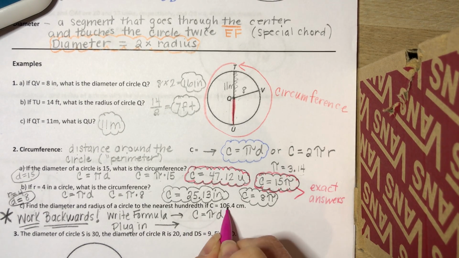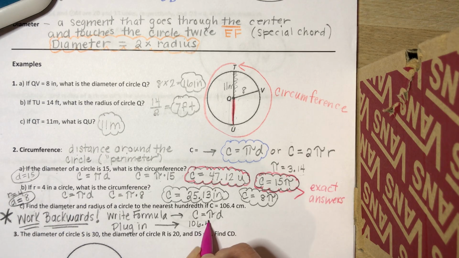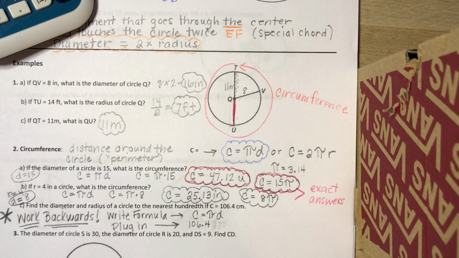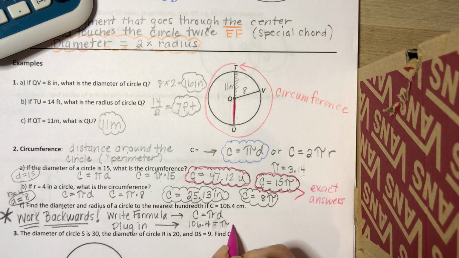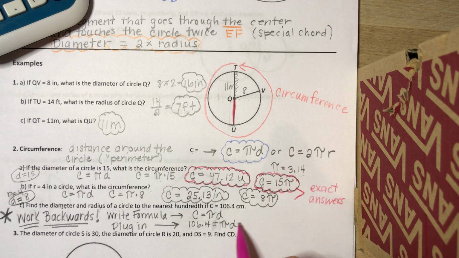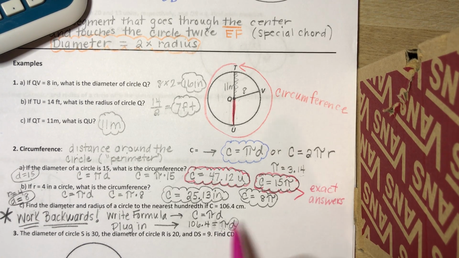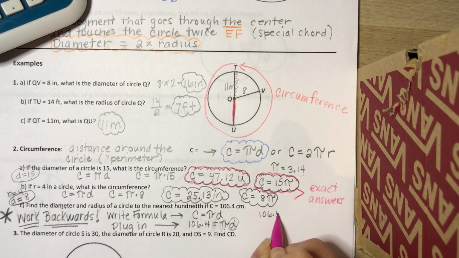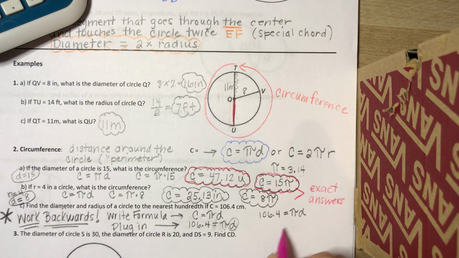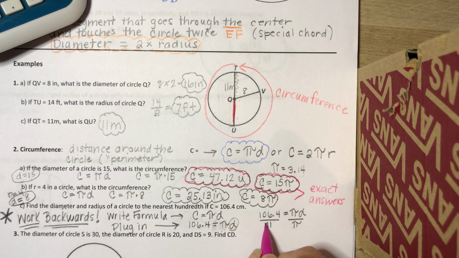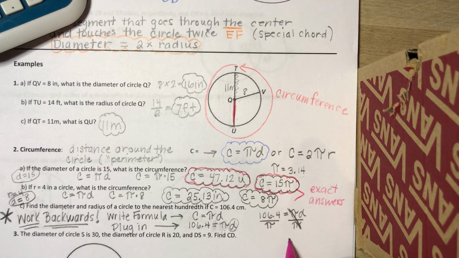So circumference was 106.4 centimeters. All right, actually we don't need that centimeters in there. Let's take that out. Equals pi times diameter. We want to figure out what the diameter is. So these are being multiplied. Let's do the opposite and let's divide by pi. So if I have 106.4 equals pi times my diameter, I want diameter by itself, divide by pi, divide by pi. These cancel out, and I'm left with my diameter.